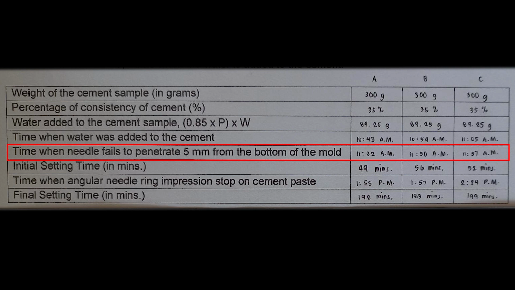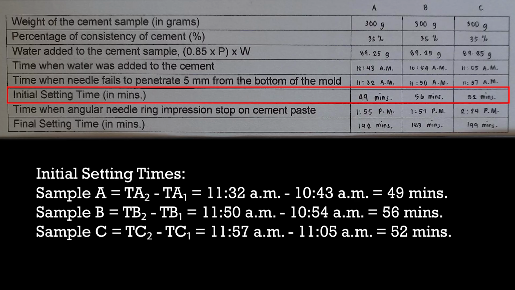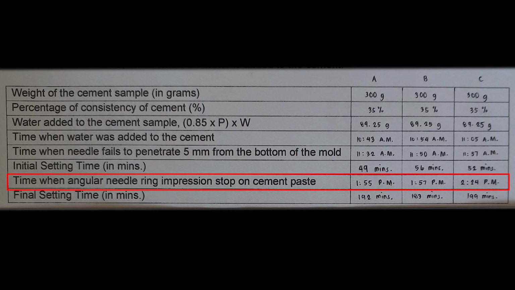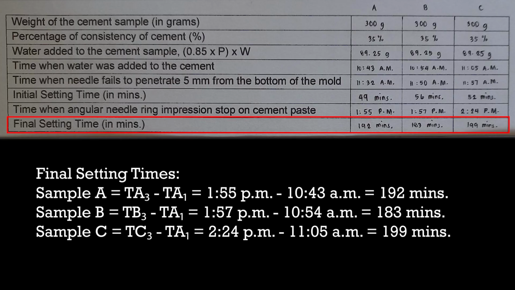After letting the sample sit, the recorded times when the needle fails to penetrate 5 millimeters from the bottom of the mold are 11:32 a.m., 11:50 a.m., 11:57 a.m. respectively. The initial setting times recorded for the 3 samples are 49 minutes, 56 minutes, 52 minutes respectively. The recorded times when the angular needle ring impression stopped on cement paste are 1:55 p.m., 1:57 p.m., 2:24 p.m. respectively.